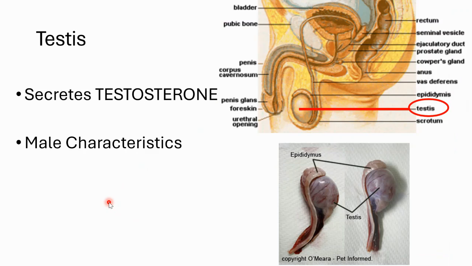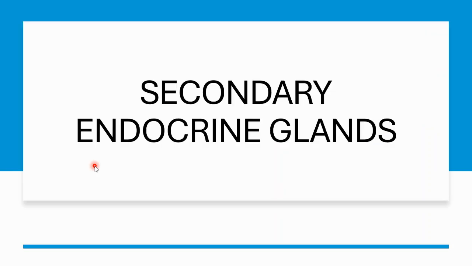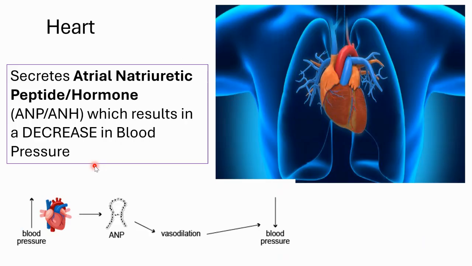Testes. Testes are part of the male reproductive system. They lie within the scrotal sac, and they secrete a hormone called testosterone, and they're involved in the male reproductive structures. And that's all we're going to say about this until we get to the chapter. Can't remember what number it is, but it's the one involved in reproduction. Now let's talk about the secondary endocrine glands. These are the ones that have other functions besides secreting hormones.